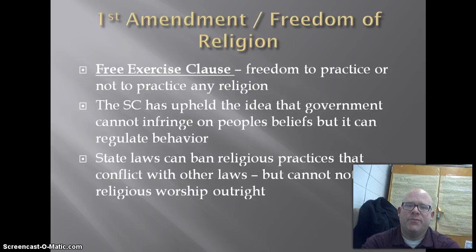All right, the other clause in the First Amendment is the Free Exercise Clause. That's the freedom to either practice or not practice any religion. Here in the United States, you don't have to believe or practice a particular faith if you don't want to. The Supreme Court has really upheld this idea that you can't infringe on the way people worship. If you want to go out and worship nature, you can do that.